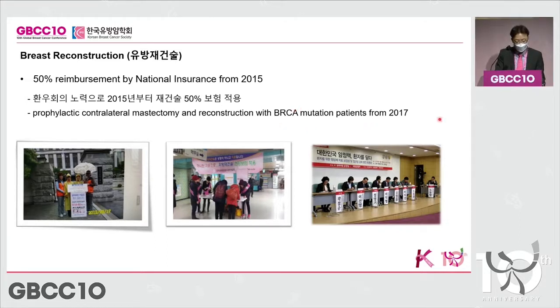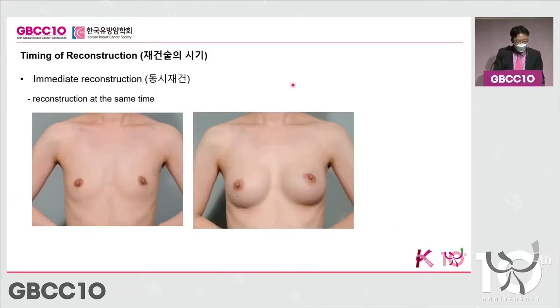Prophylactic and contralateral mastectomy and reconstruction with BRCA mutation patients is also covered from 2017. Once again, thanks to your efforts. These days, if possible, we go ahead with immediate reconstruction. That is to say, reconstruction at the same time as the breast surgery.